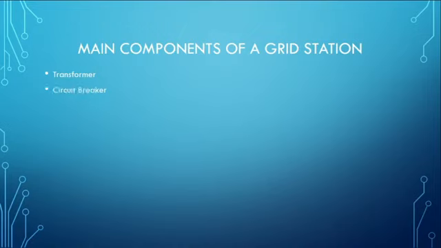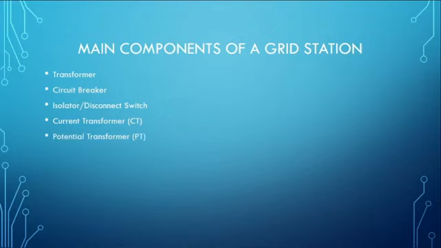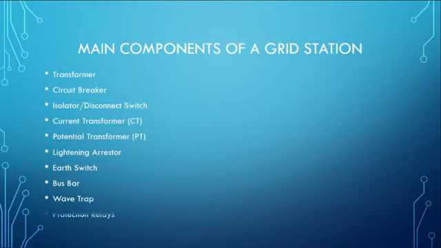Number 2, circuit breaker. Number 3, isolator or disconnect switch. Number 4, current transformer, normally known as CT. Number 5, potential transformer, which is normally called as PT. Number 6, lightning arrestor. Number 7, earth switch. Number 8, bus bar. Number 9, wave trap or line trap. Number 10, protection relays. And at the last, batteries, which are called as heart of a grid station.